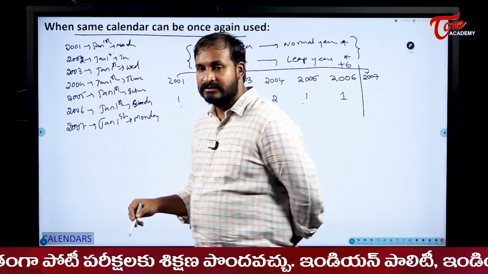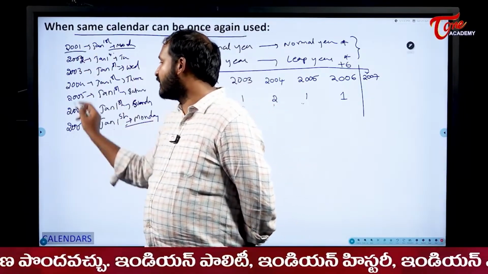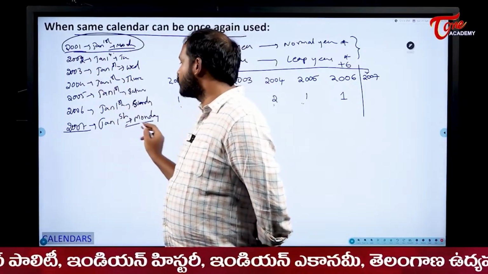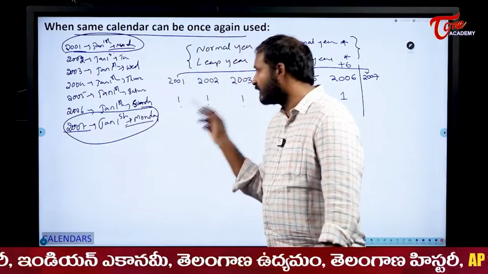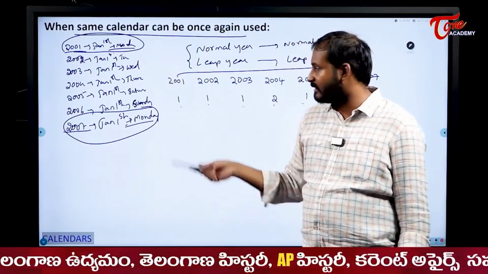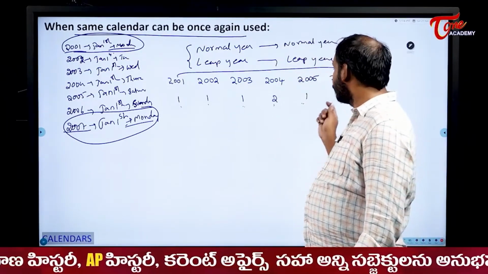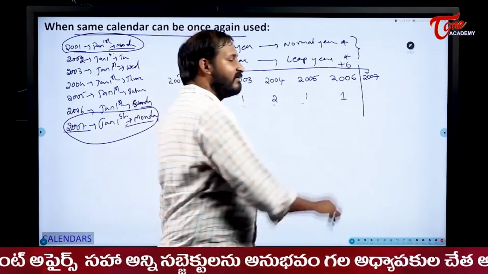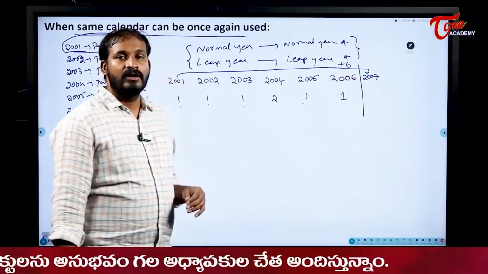Now please see here. This year is starting with Monday and this year is also starting with Monday. And this is a normal year and this is a normal year. That means can I use the calendar of 2001 to 2007 once again? Yes, I can use it. The same thing here: instead of shifting the days Monday, Tuesday, I am writing the number of odd days in that particular year. Whenever I get the sum as 7, that is enough. There I will stop my logic, and the next year's calendar can be the same as that of 2001.